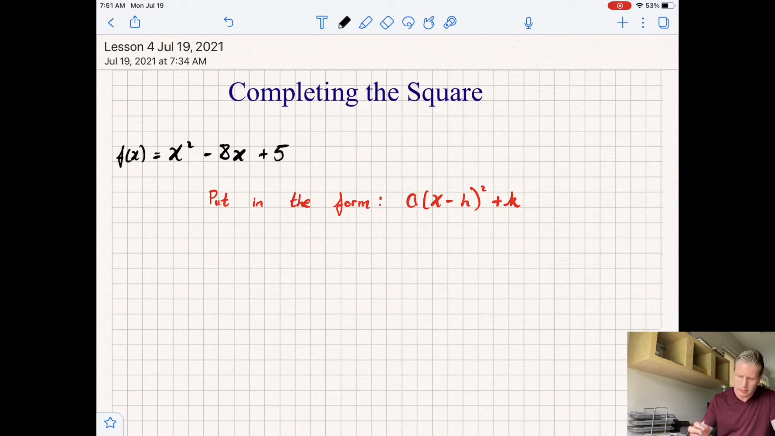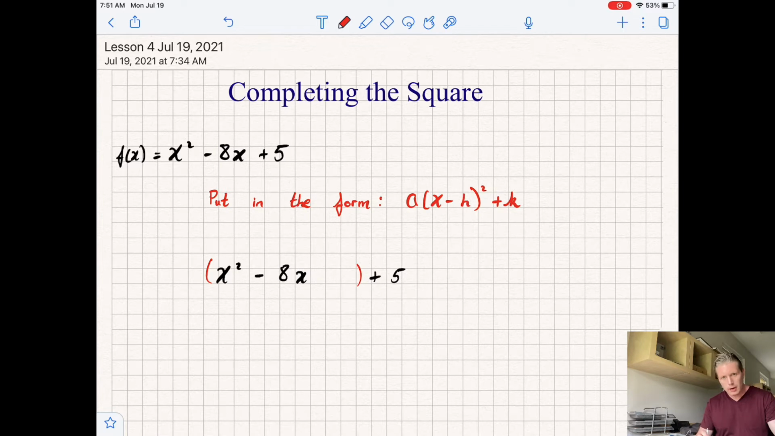Well, what we do is the following. We take our function, so I'll rewrite it here, x squared minus 8x, but I'm going to rewrite it in a particular way. I have x squared minus 8x. I'm going to leave a little space and I'm going to write my plus 5 over here, okay? And here's what we do now to complete the square. I'm going to put parentheses here, like so.